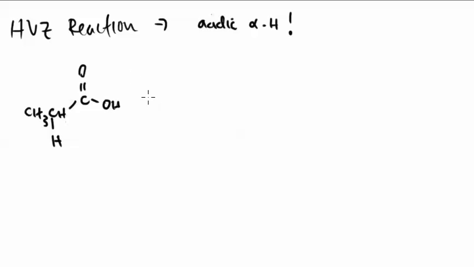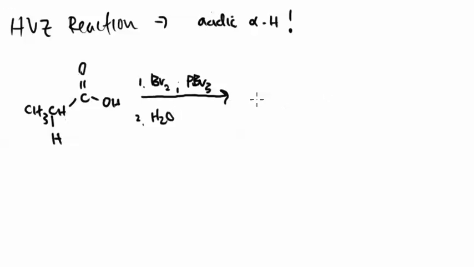So with the HVZ reaction back in the day, we incorporated a couple of different reagents. One of those reagents was Br2 and PBr3, and then the second one of those reagents was nothing more than water. So with that combo of reagents, what goes on is that the alpha hydrogen is pulled off and replaced by a bromine, and all the other parts of the molecule stay the same. So that's really all that we've done.